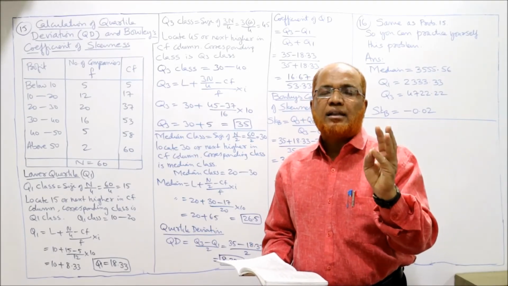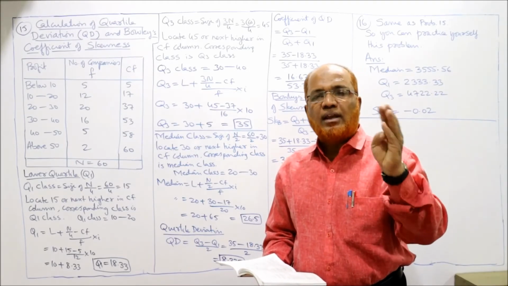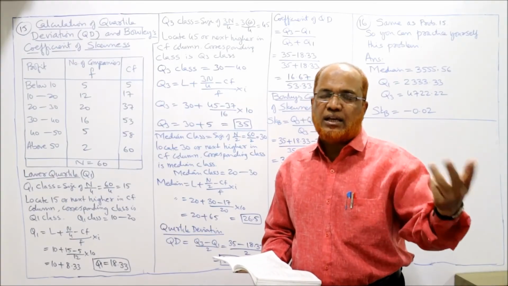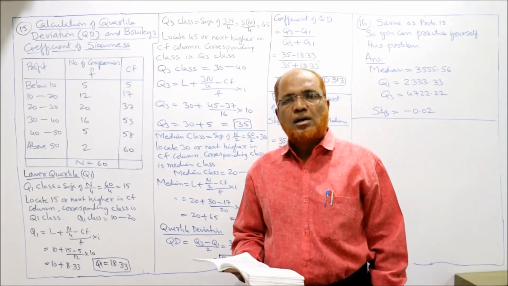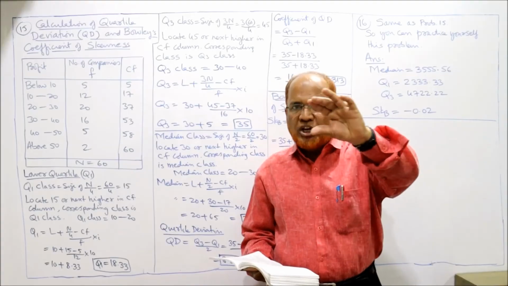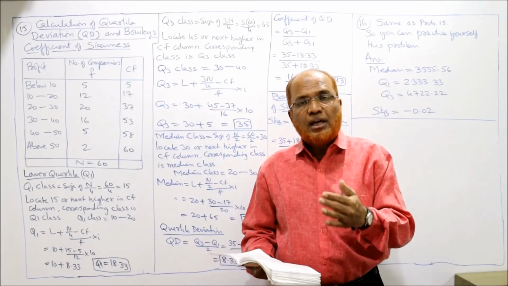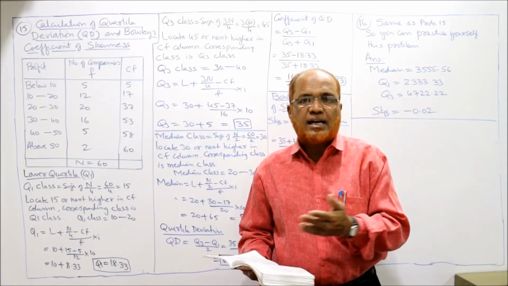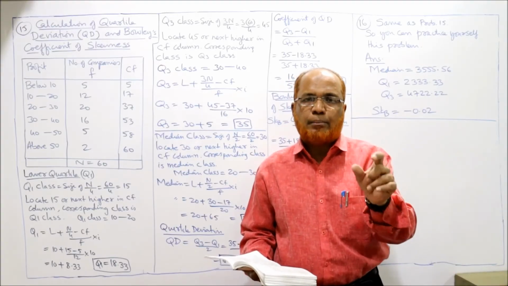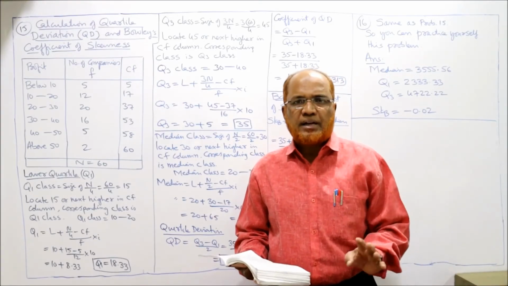So for calculating the median and quartiles, even if there are open end classes, we can easily find out the median and quartiles, because the median and quartiles come in the middle, not in the first and last. So even if it is open-ended classes, it doesn't matter. It doesn't affect the median and quartiles. Keep it as it is.